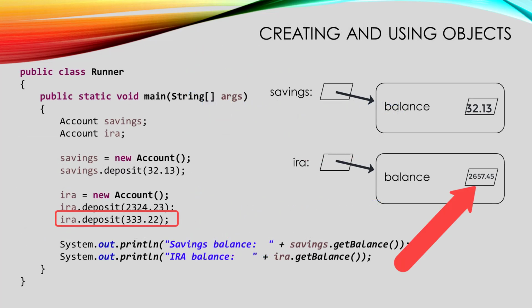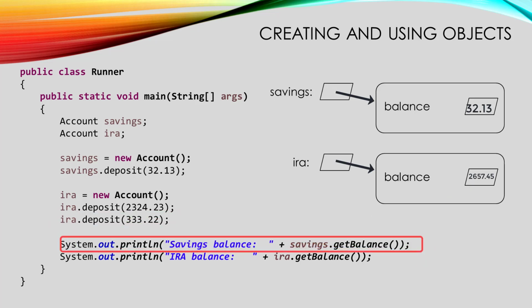So our IRA object now has the 26, 57, 45 in its balance object. This print line will start a string with "savings balance: ". Then this plus is concatenation because the left-hand operand is not a number. So then it calls the getBalance method on the savings object.